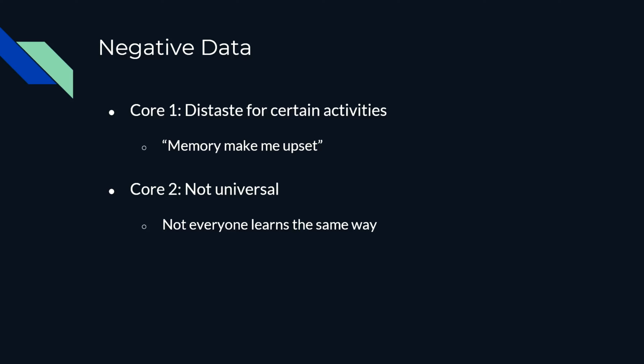Now for the negative data, some people mentioned that they had a distaste for certain activities. Specifically, one person said that the game memory makes them upset. This has to do with core 2, which is that not everyone learns the same way. Not everything is universal. Some people prefer to learn visually, other people prefer to just stare at a book and pray that it, through some way, gets absorbed into their brain through their eyes. Not everything works for everyone, and so when designing an app, one has to consider different ways that different people learn and try to make it as available to everyone as possible.